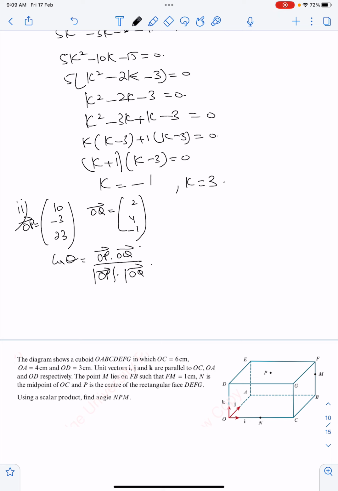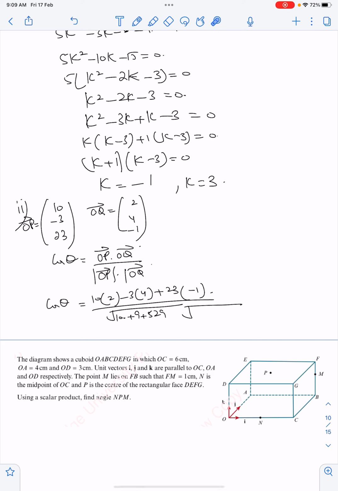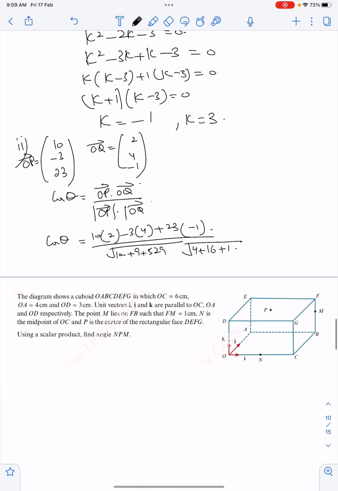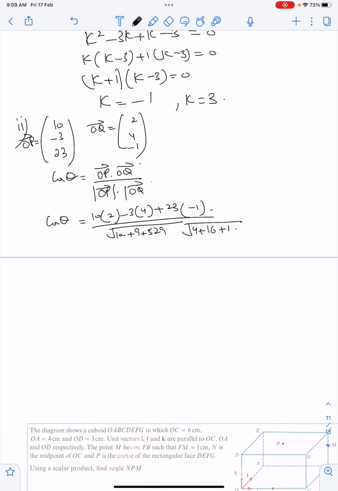Okay, let's find out the dot product first. Cos of theta is equal to 10 times 2 minus 3 times 4 plus 23 times negative 1 divided by the magnitude of OP, which is 100 plus 9 plus 529. Okay, I'm just squaring all of this and writing it down here. And the square of 2 is 4, square of 4 is 16, and square of 1 is 1. Okay, let's find out the angle quickly.